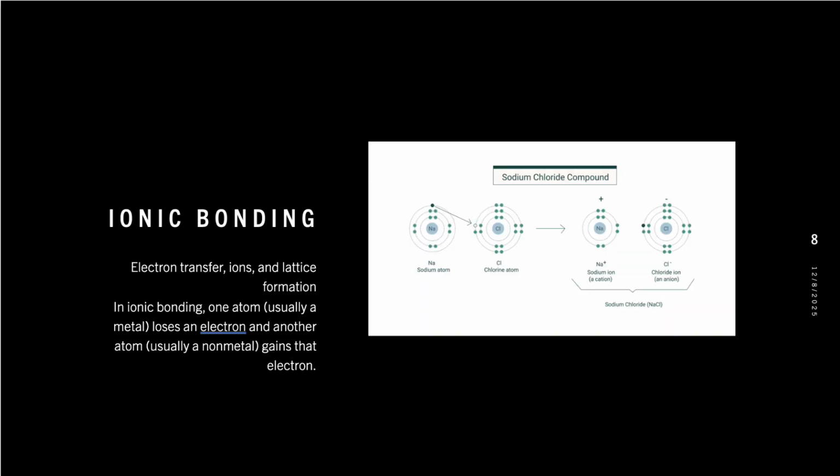Ionic bonding: electron transfer, ions, and lattice formation. One atom, usually a metal, loses an electron, and another atom, usually a nonmetal, gains that electron.